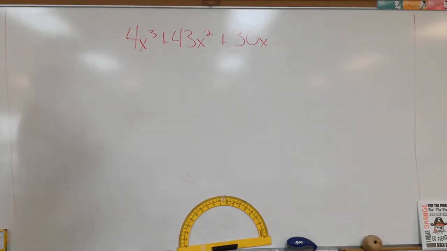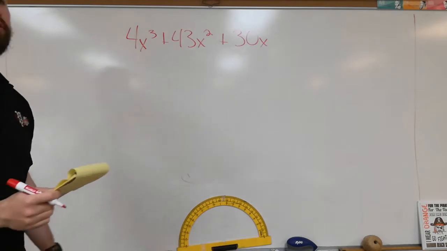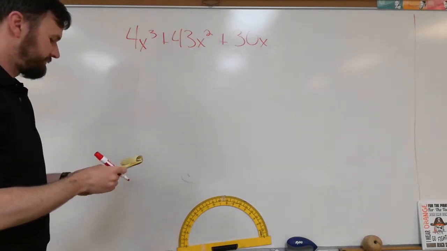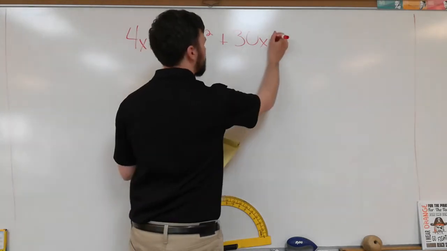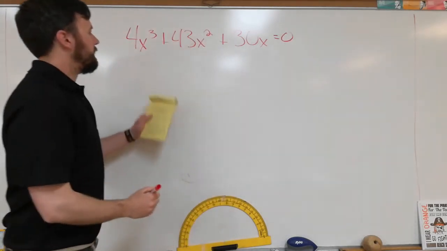Wow. This would be the toughest one you ever have to factor your entire life, probably. And if you can do this, you can do anything. You can't bench 225 unless you can bench 350. Oh, it equals zero. Hooray.